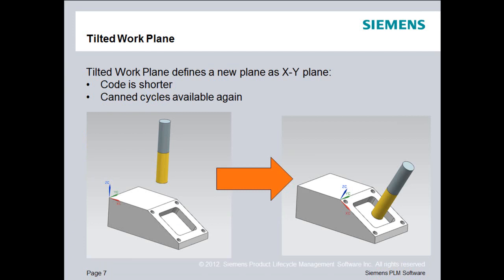The NC control manufacturers saw this as a problem and then developed this new functionality called tilted work plane. What tilted work plane allows you to do is define a new plane as the work plane, or what we would typically call the XY plane. This allows the code to be much shorter. It also allows us to use CAN cycles in a plane other than anything parallel to the XY plane. Now, of course, this requires more than a 3-axis machine tool. This only works for 4- and 5-axis machining centers.